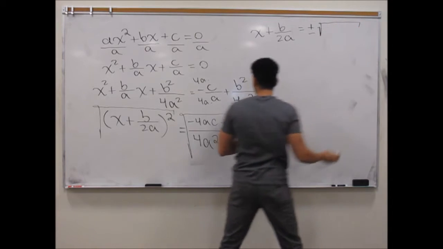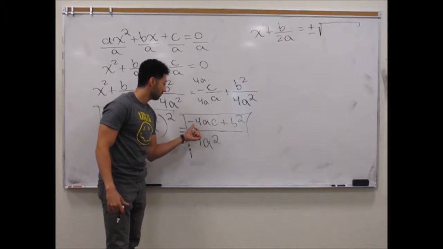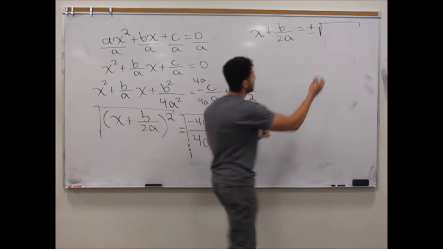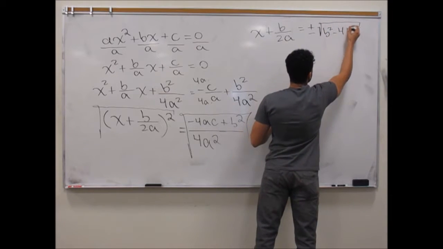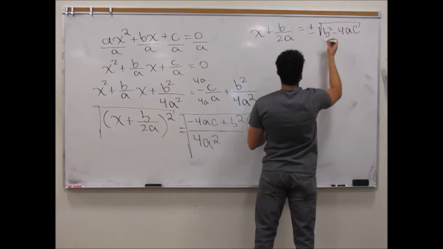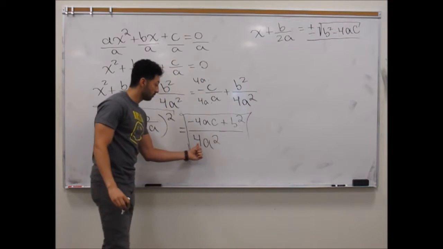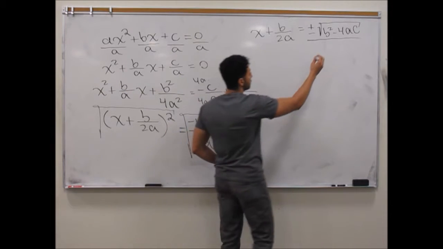the square root of, and I'm going to write this b squared first just because that looks cleaner instead of starting off with a negative. So I'm going to write b squared minus 4ac, and this is going to be all over the square root of 4, which is 2, and the square root of a squared, which is a. So that's all over 2a.